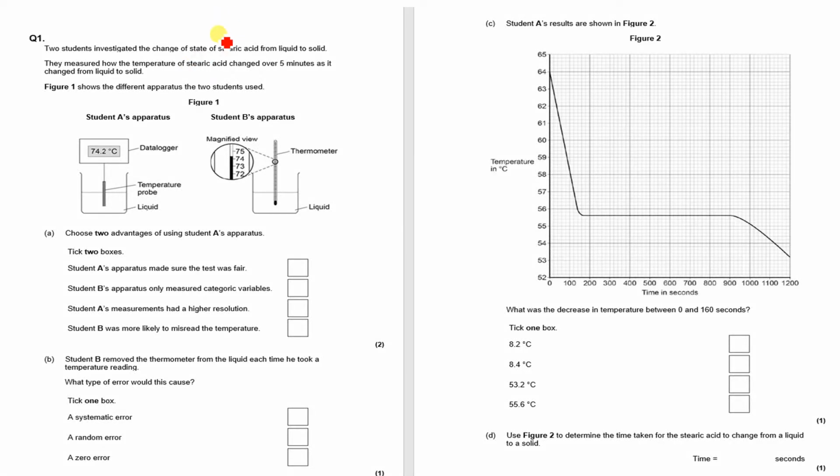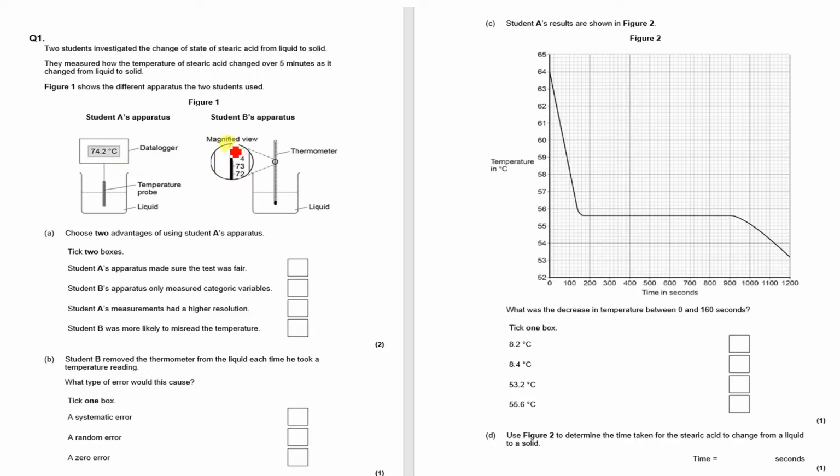Right, so this first question is about stearic acid, and it's asking about turning stearic acid from a liquid to a solid. And it's about a data logger and a thermometer. It says choose two advantages of using student A's apparatus. So why would a data logger be better than using a thermometer?